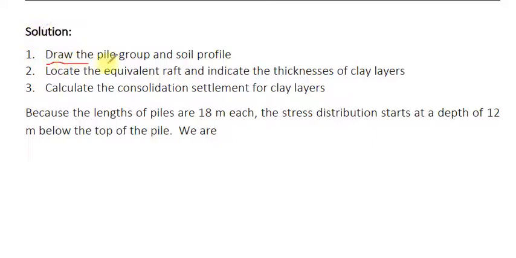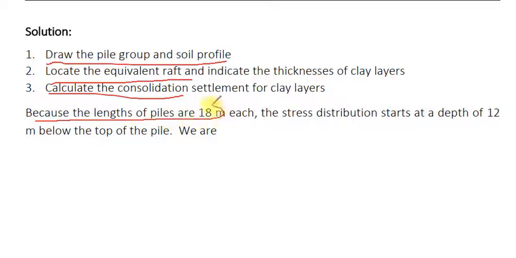Now the solution is to draw the pile group, locate the equivalent raft and calculate the consolidation settlement. Let us start with the first step. The length of the pile equals 18 meter. So 2/3 of the length of pile, 18 meter, gives us 2/3 by 18 equal to 12 meter. The depth of the equivalent raft equals 12 meter.